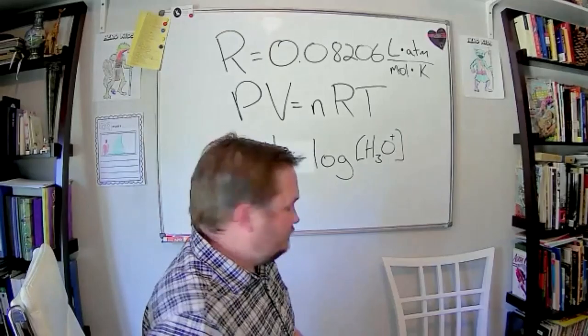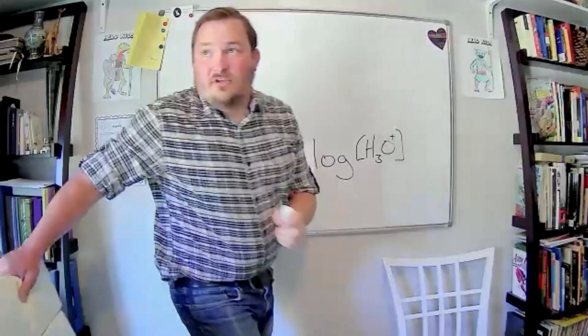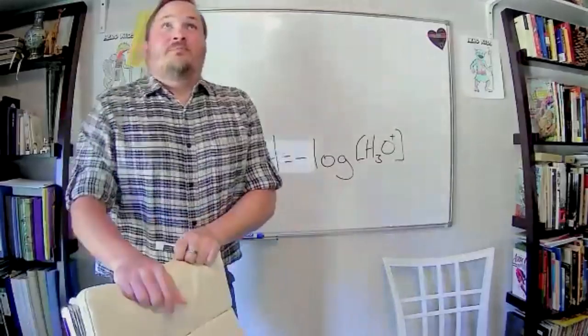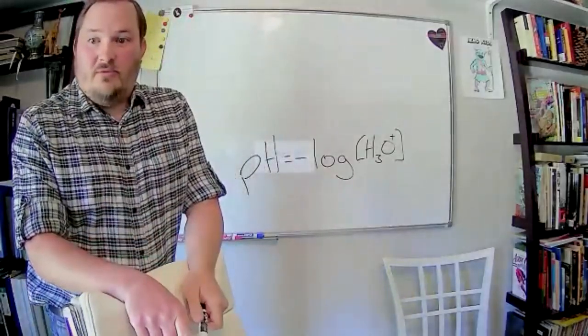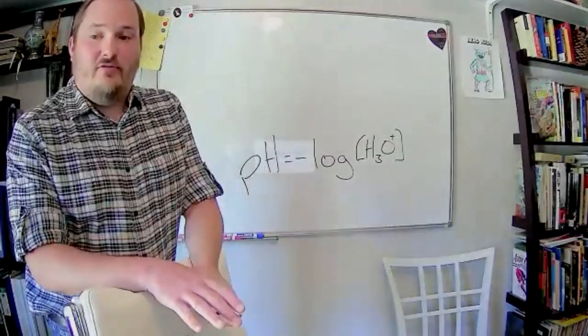So all you need to do, if you can get the concentration of H3O plus, all you have to do is take the log of it and then flip the sign on whatever you get. So am I just, because maybe the equation doesn't explicitly have H3O in it, right? I have to do some stoichiometry to get the H3O out of there?